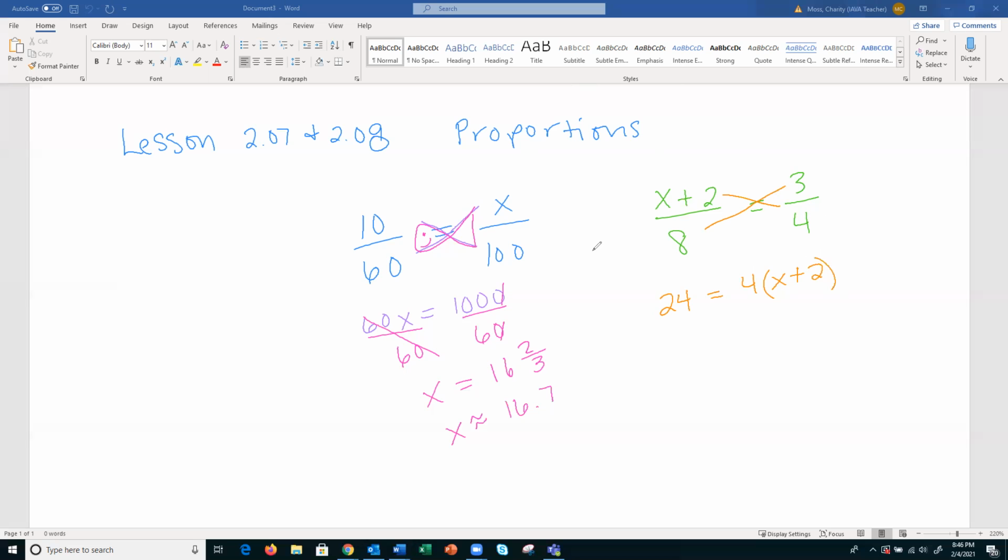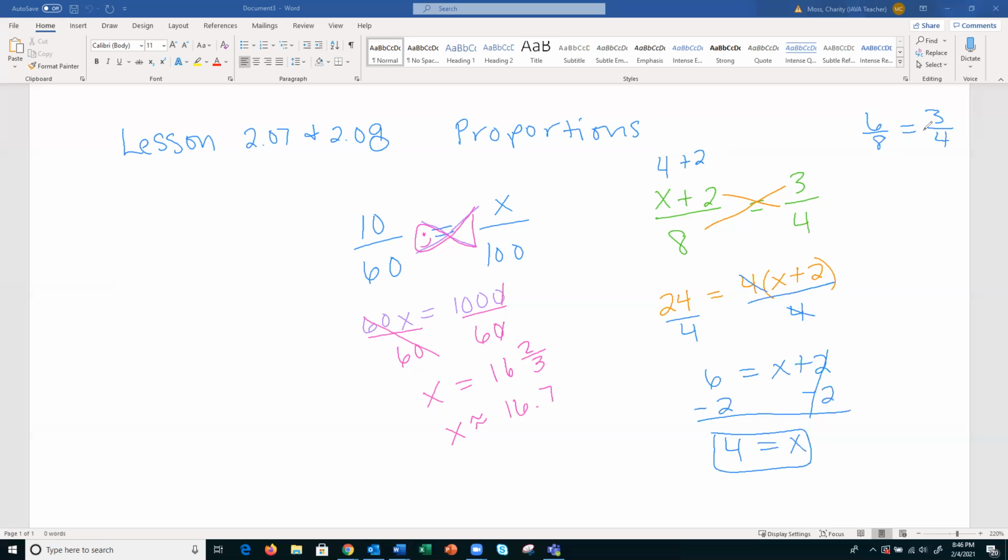And from here, there's a couple of different things you can do. You can take that first step and distribute, and then undo. Or if you want to, you can actually divide by 4 to begin with, and you'll have 6 equals x plus 2. And then you just subtract 2 from both sides. So that is an option. Not the only option, but probably the simplest and most efficient. And again, to check it, you would just plug it back in. 4 plus 2 is 6, and 6 over 8 does equal 3 over 4, because you just divide both numerator and denominator by 2, and it will reduce. So yay, we got the right answer.